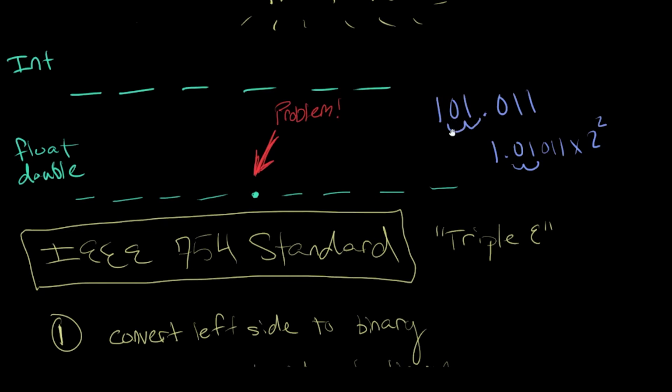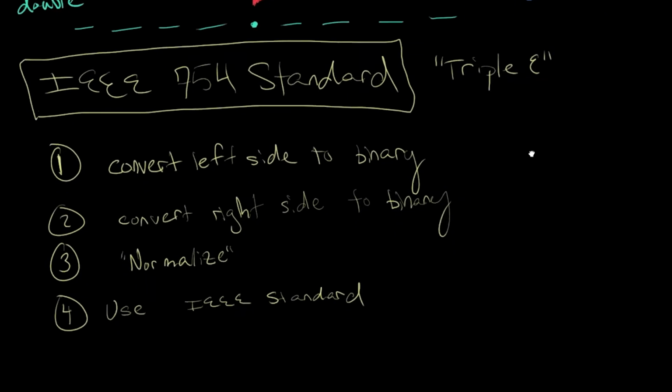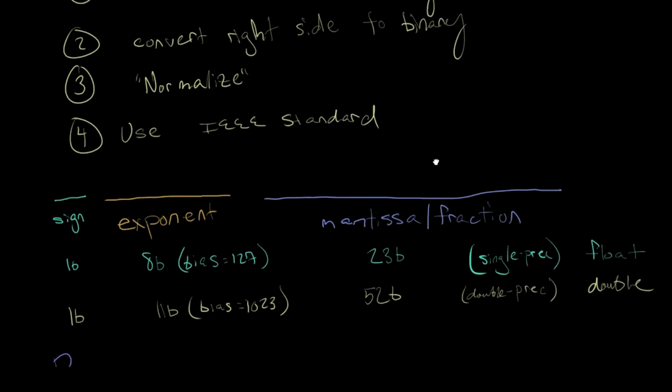So in this case we'd move it 2 places to the left, so we get 1.01011, and then we multiply that by 2 to the power of 2. You can think about it this way: this power right here, if it's positive, that means we're moving the decimal back to the right 2 places. If it's negative, we move it to the left 2 places. But it's positive here and it's 2, so we move it to the right 2 places to get our original number, 101.011. That's what's known as scientific notation, and that's what's known as normalizing a number.